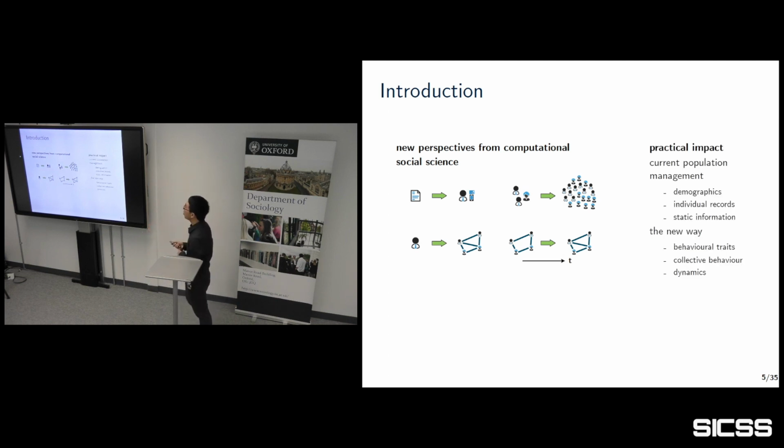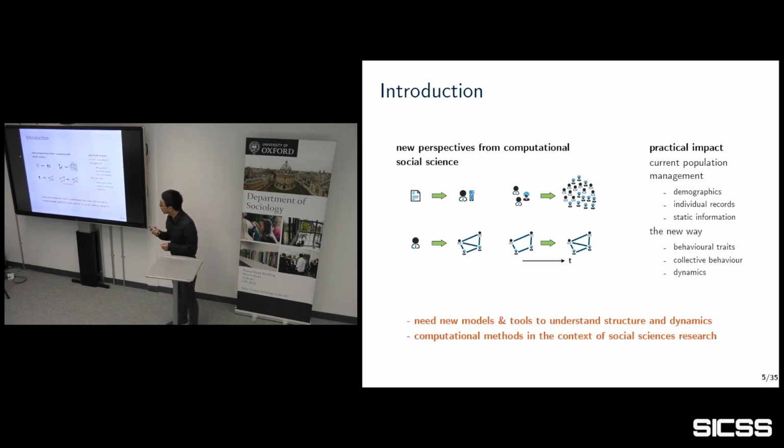So the practical impact of that could be, if we think about most current population management solutions, they are mostly focused on demographics, individual records, and static information. So think about how banks give credit limits to you, or the network providers, they give you deals about mobile phone contracts. It's mostly about your individual records in history, without looking at a network of people. So the new way could be to actually look at the actual behavior of people in a collective way and also dynamically. But this, of course, needs more models and methods, because we need to understand better the structures and the complexities. And this also poses challenges in developing advanced computational methods in the context of social science research.